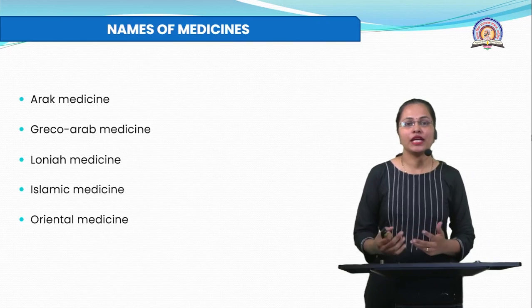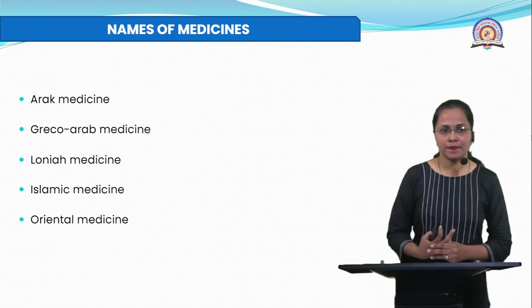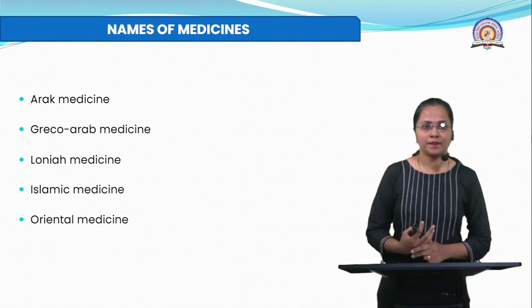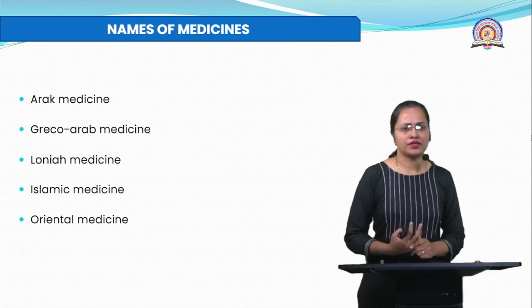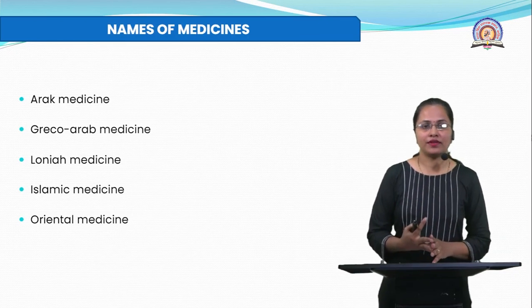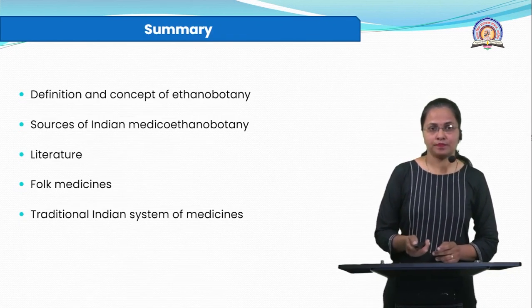There are different names of medicines in this system, like Arab medicines, Greco-Arab medicines, Ionian medicines, Islamic medicines, and Oriental medicines. Based upon the uses and origin of the plant, they have classified medicines differently into these categories.